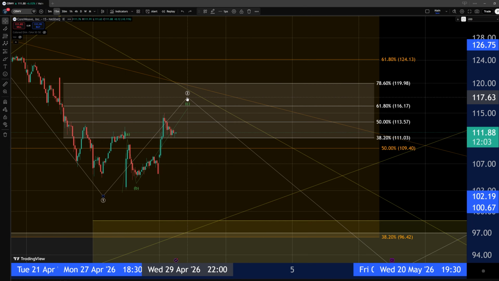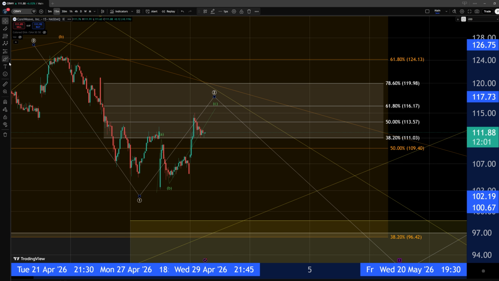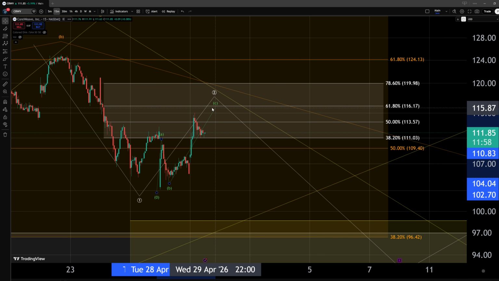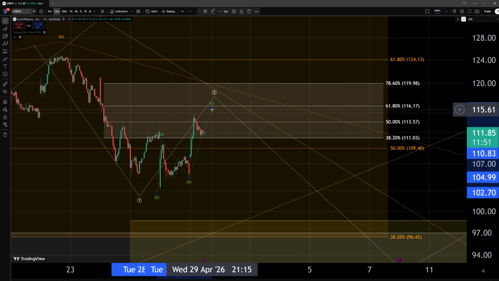This wave 2 doesn't need to be exactly an ABC structure. There are other types of corrections that could have a top in place, and there is even the possibility for me to consider the wave B to have bottomed here instead.